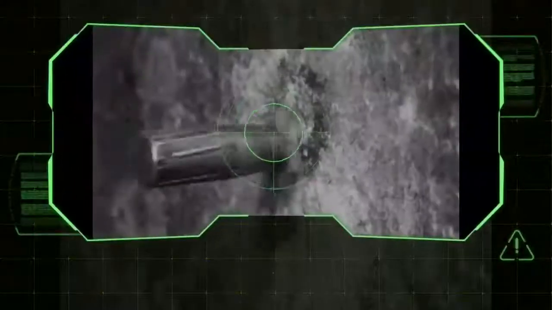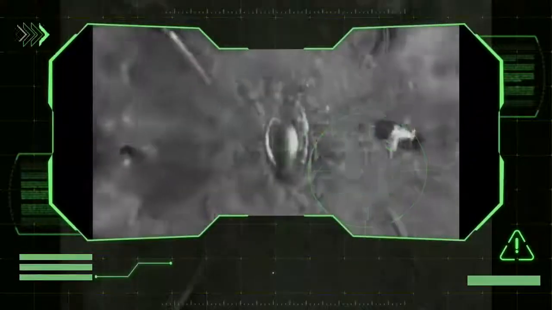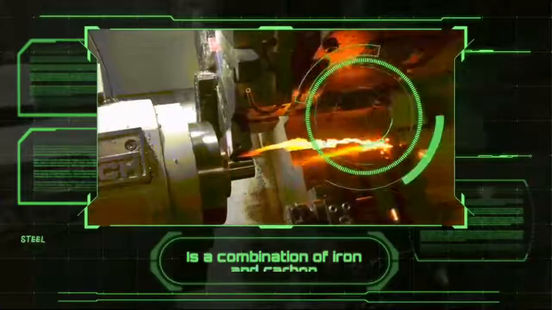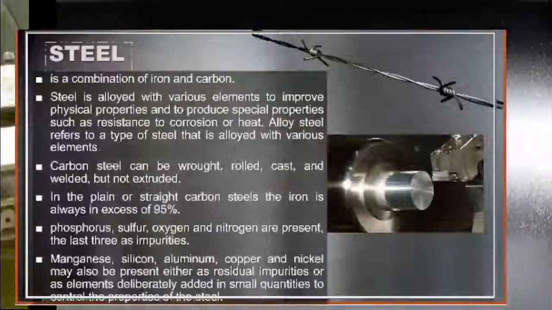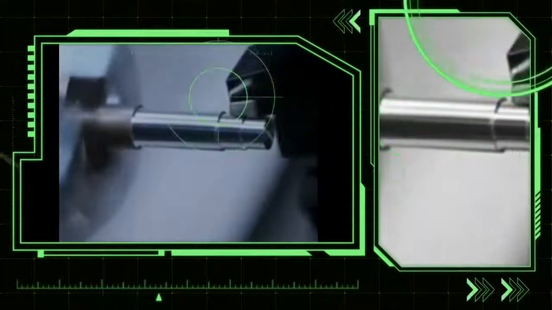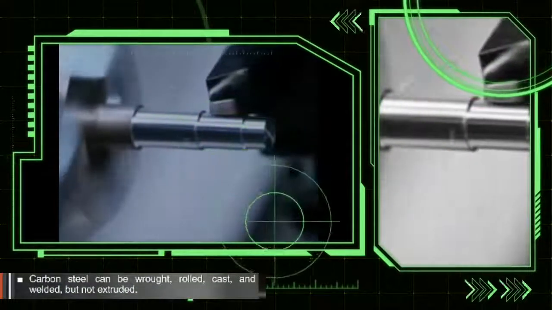So now let's talk about steel. Steel is a combination of iron and carbon. Steel is alloyed with various elements to improve physical properties and to produce special properties such as resistance to corrosion or heat. Alloy steel refers to a type of steel that is alloyed with various elements. Carbon steel can be wrought, rolled, cast, and welded but not extruded.